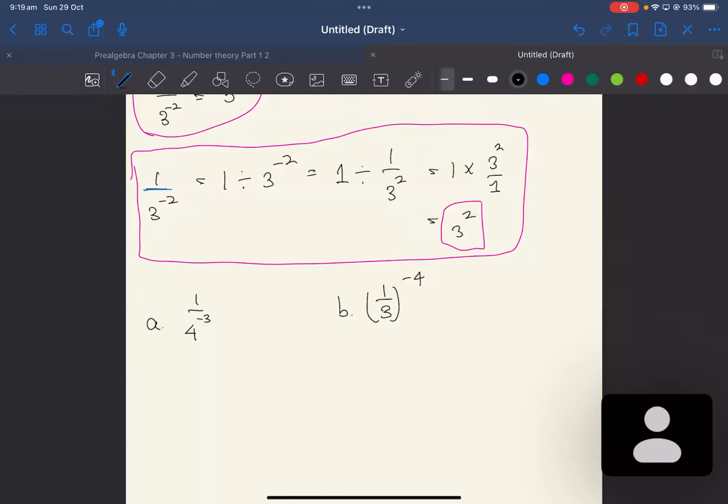It depends. I think you can do both ways. You can do change to positive as well, because usually positive is a bit easier to work with. Okay, maybe I misinterpreted you. What do you mean by change to a negative power?